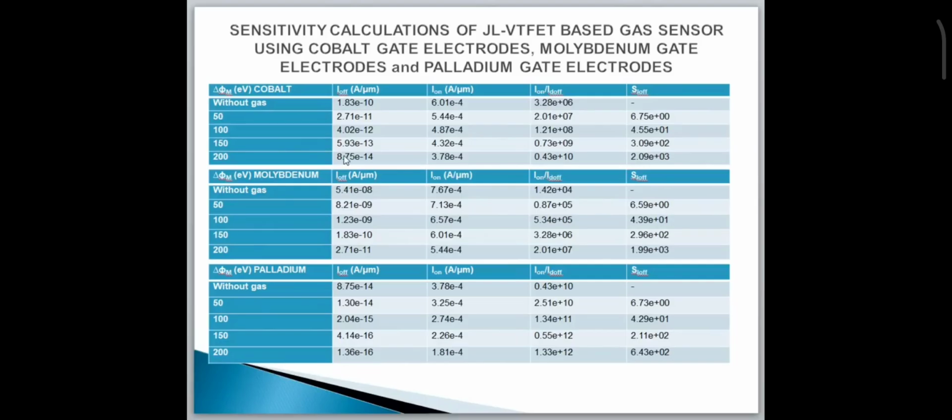The third one is used for hydrogen gas sensing, and the above two are used for ammonia gas sensing. From the table, you can note that without gas, you get the current of 1.83 × 10^-10.